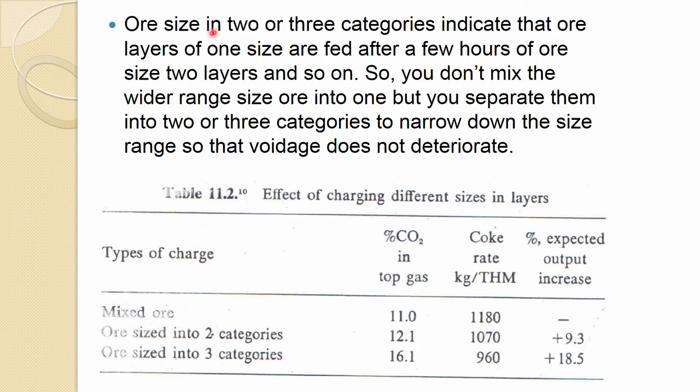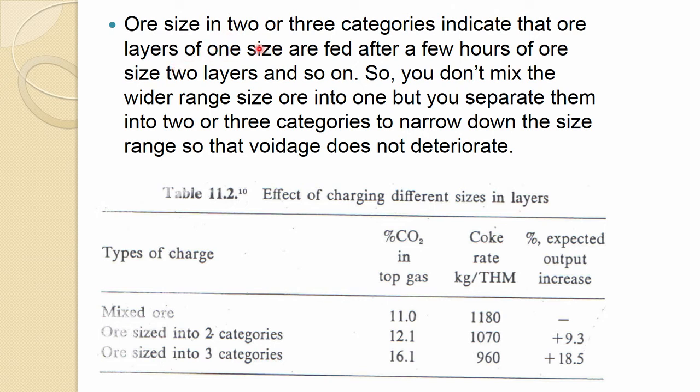So, ore size also now we said only one plus 10 millimeter. Now, see the effect of different ore size. Ore size in 2 or 3 categories indicates that all layers of one size are fed, and after a few hours, ore size 2 layers and so on. So, you do not mix the wider range size ore into one, but you separate them into 2 or 3 categories to narrow down the size range, so that the void does not deteriorate. This is actually quite important.